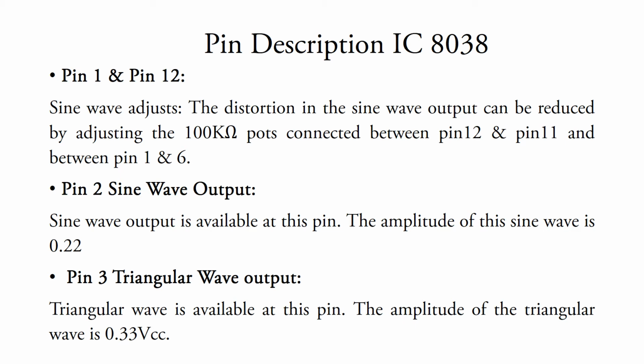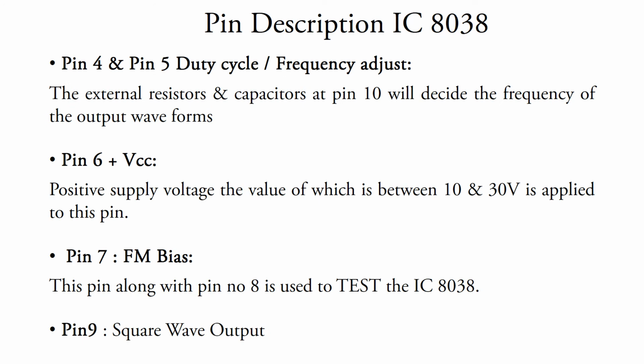The pin description, as we already discussed: pin 1 and 12 are sine wave adjust. Distortion in the sine wave output can be reduced by adjusting the 100 kilo ohm pot. There we have connected some 82 kilo ohms, connected between pin 12 and 11 and between pin 1 and 6. Sine wave output is available at pin 2. Amplitude of the sine wave is 0.22 VCC. Pin 3 is the triangular wave output. The triangular waveform is available at this pin. Amplitude of the triangular wave is 0.3 VCC.